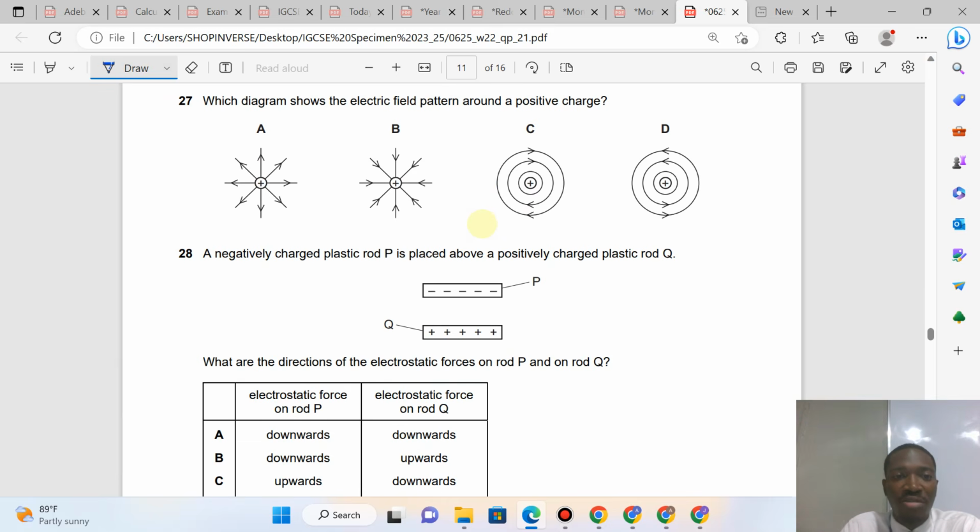Question 27. Which diagram shows the electric field pattern around a positive charge? The electric field pattern around a positive charge radiates outwards. This is the correct answer. This is for a negative charge. This is for a current carrying conductor. C and D are both for current carrying conductors, right? Good, not for electric charges. So we go straight to question 28.